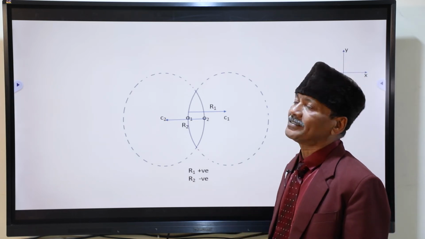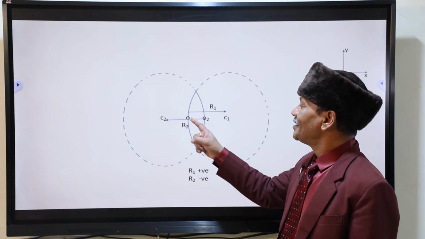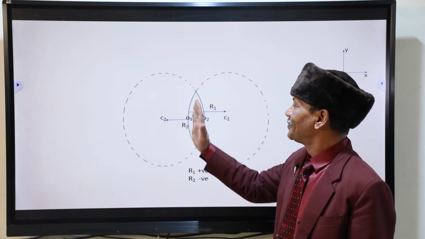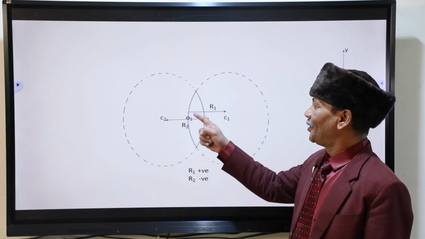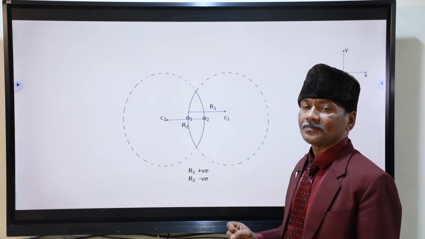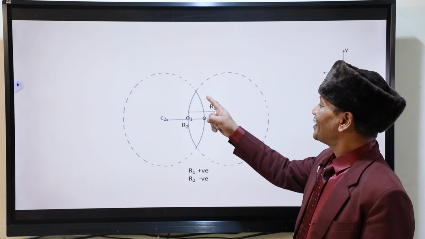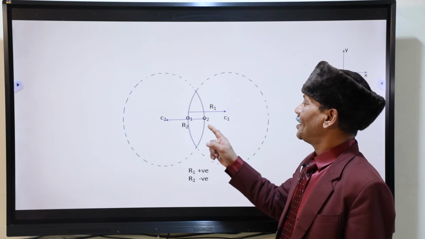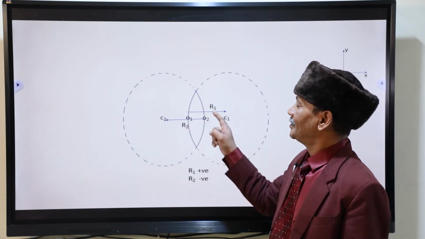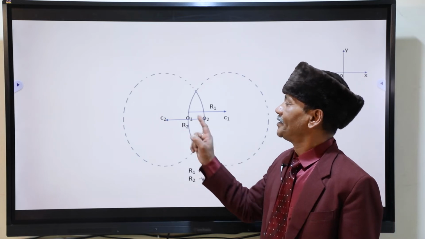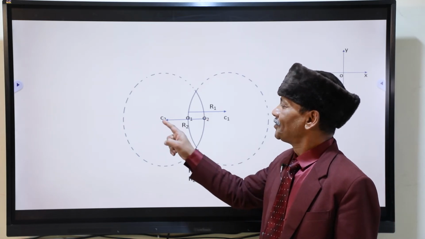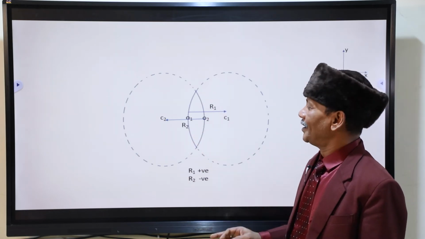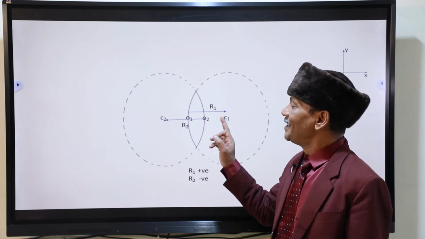Again, I am going to stress it. The radius of curvature of the first face for this biconvex lens, or for this convex surface, R1, is positive on this side. This is the origin. For the second face of this convex lens, this is the pole and the center is here. The distance is towards the left, that is the distance O2C2. This is R2, the radius of curvature of the second face. So R2 comes out to be negative.